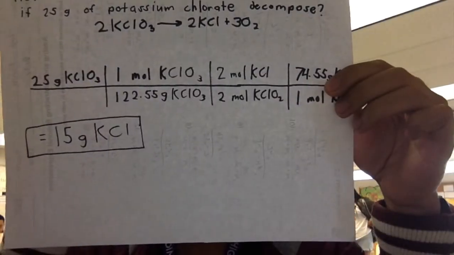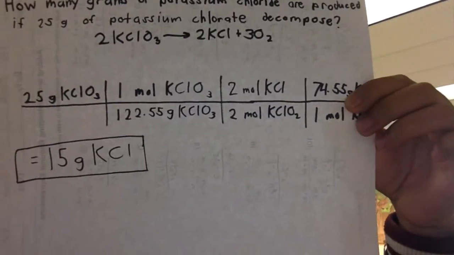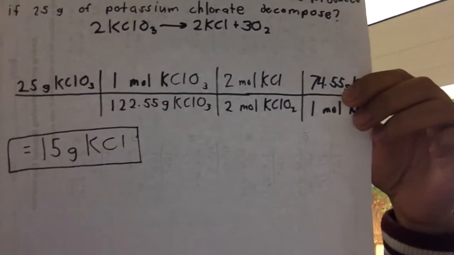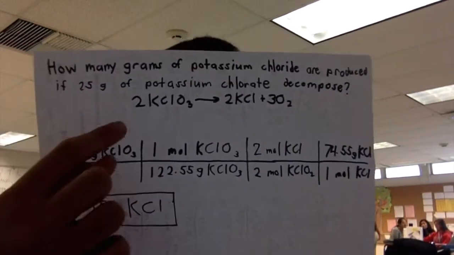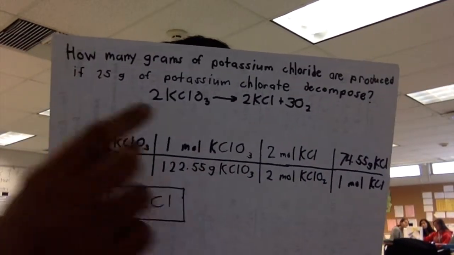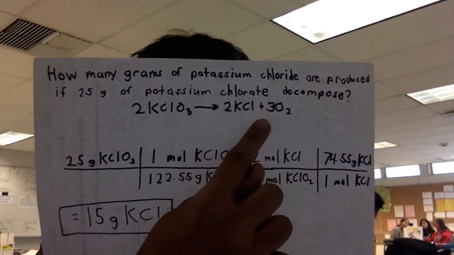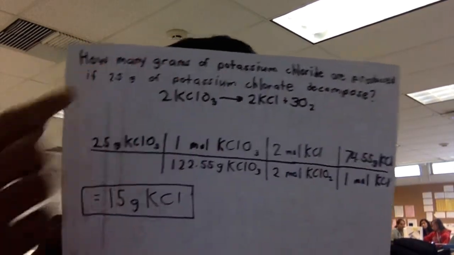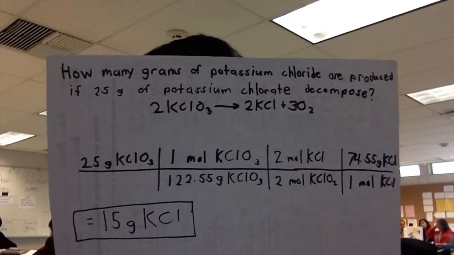Alright, so the problem I'm doing is number 12 on the worksheet, which is how many grams of potassium chloride are produced if 25 grams of potassium chlorate decomposes. And the equation given here is 2 potassium chlorate decomposes into 2 potassium chloride plus 3O2. And what you want to do is always get to the given, which I did here.